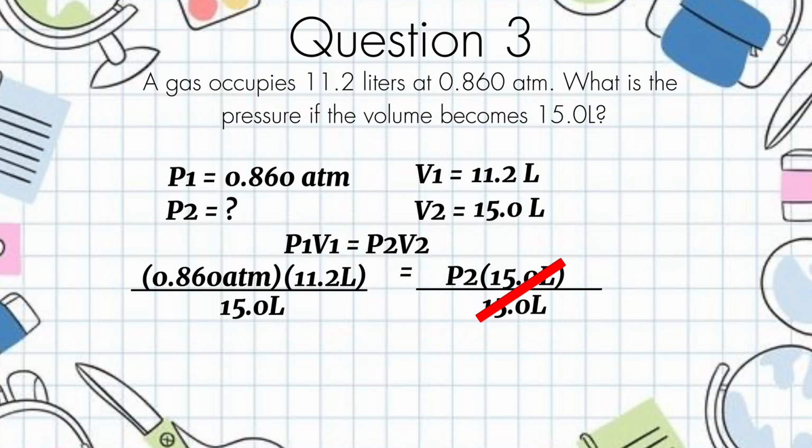Now, proceed in computation. 0.860 atm multiplied by 11.2 liters and then divided by 15.0 liters. Therefore, our P2 is equal to 0.642, and it makes sense since, as we analyze the given, the volume increases. It means that the pressure must decrease, and from its initial pressure, 0.860, we have computed our final pressure that is equal to 0.642, which means the pressure decreases.